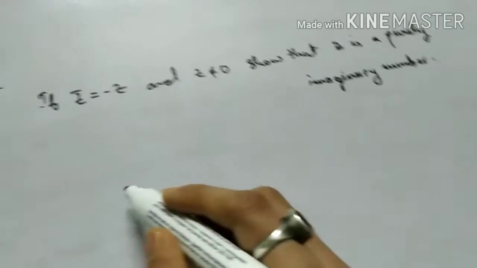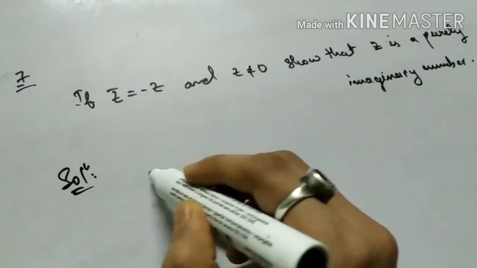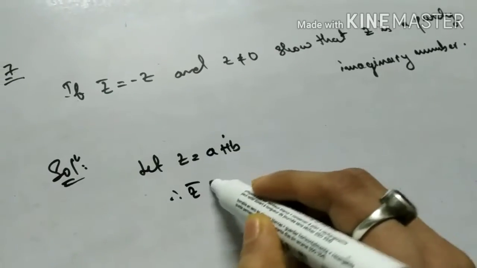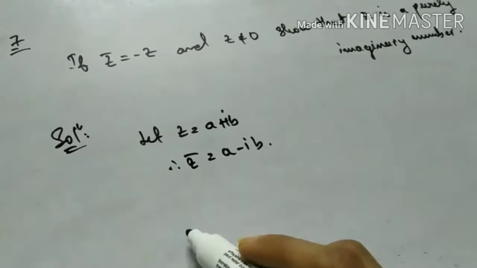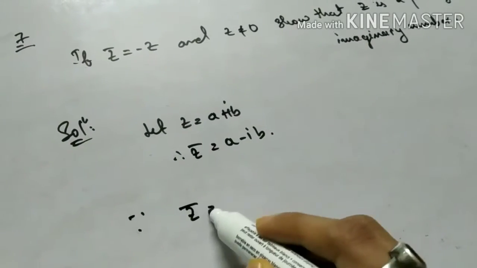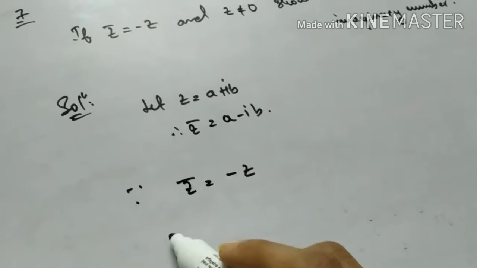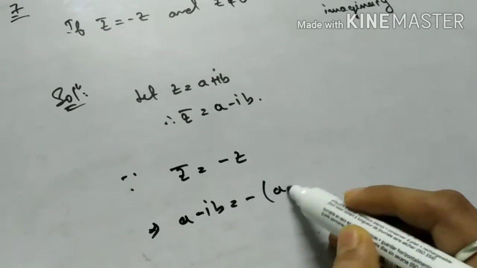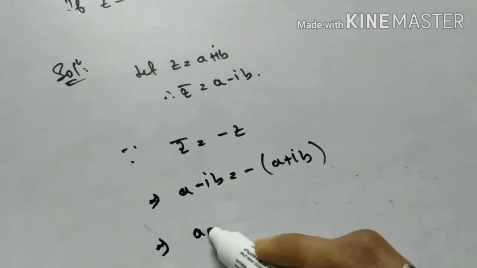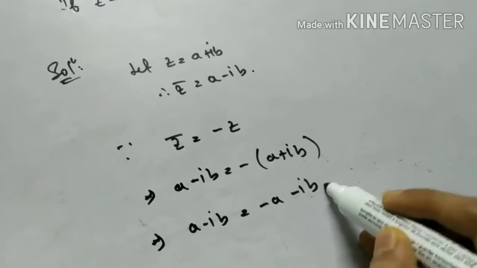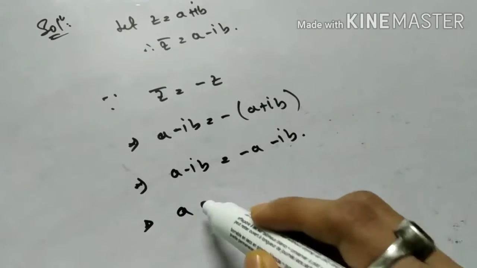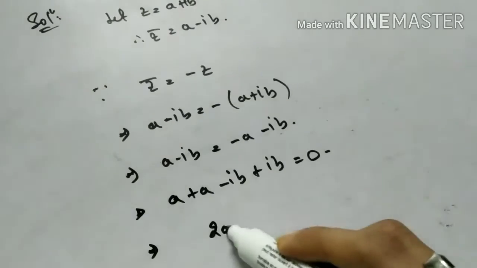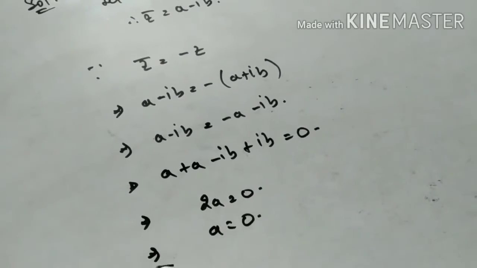So in here solution, first of all I will take let z is equal to a plus ib, therefore z bar, a minus ib, I will get. Now since z bar is equal to minus z, this is our given, so therefore I can say that a minus ib is equal to minus a plus ib. So this gives me a minus ib is equal to minus a minus ib. Everything let's bring to the left hand side. I will get a plus a minus ib plus ib is equal to 0. So I will get twice a is equal to 0. So a is equal to 0 I got.